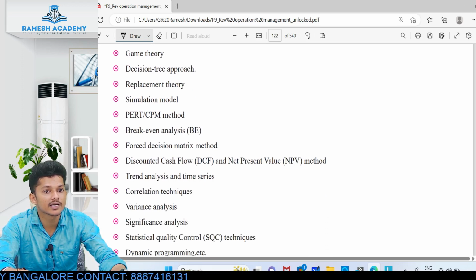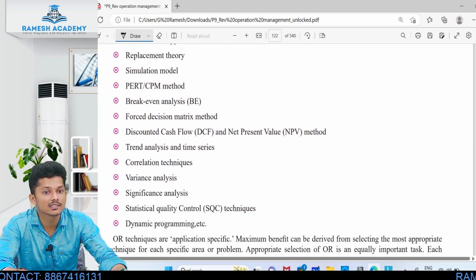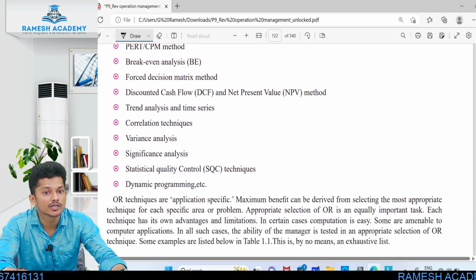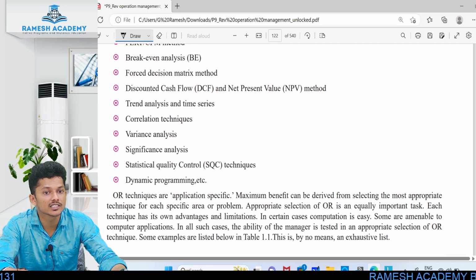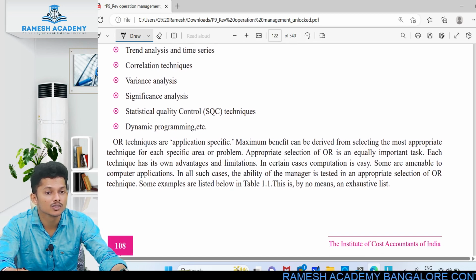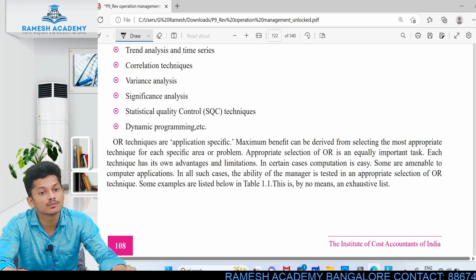So replacement theory, simulation model, PERT and CPM method, okay, and then break-even analysis, forced decision matrix method, DCF and NPV. So trend analysis and time series, correlation techniques, variance analysis, significance analysis, statistical quality control technique, dynamic programming. So in this, a few methods are for you right now and a few methods come in the finals.